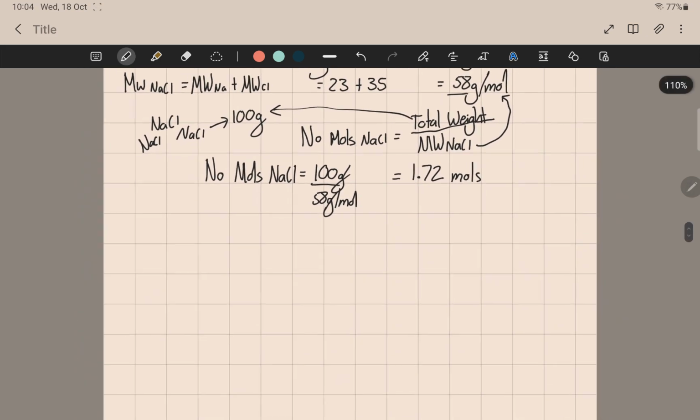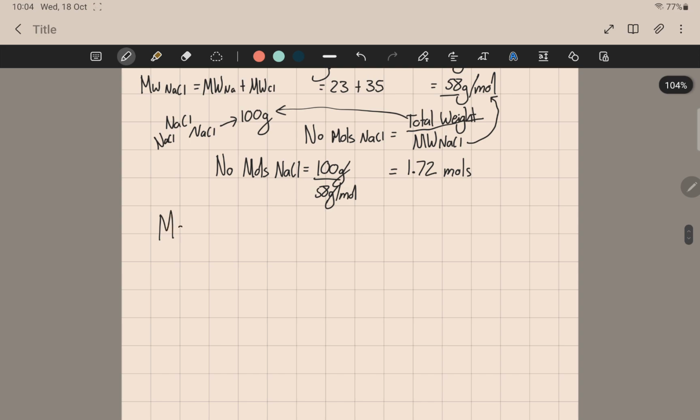So if we go back to our molarity equation here, molarity equals number of moles per liter. All right, so we've got the first part of this equation here. It's our moles, so we've got 1.72. But how do we know the actual concentration? How do we get molarity? Well, for this, we need to know this second term, the volume.